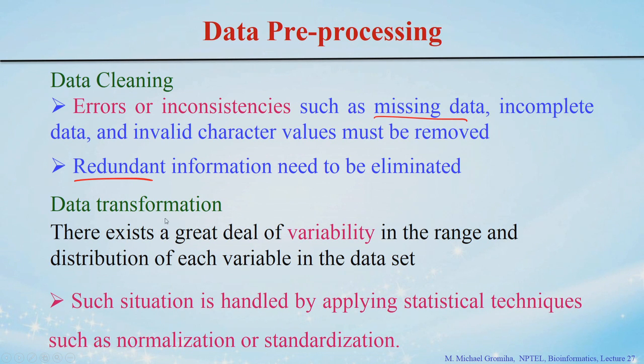Then the second one, we need to do the data transformation. For example, there exists a great deal of variability in the range and the distribution of each variable in the data set. We should not remove the variable ones; we need to keep as much of the variable data as possible, so that our model could identify all these ligands with different inhibition constants. So, that is very important.